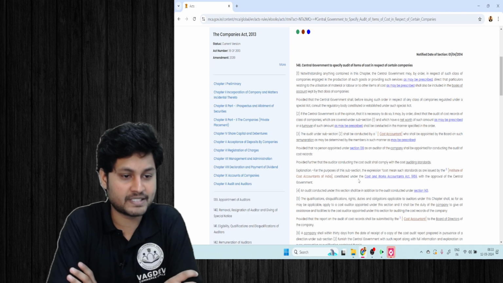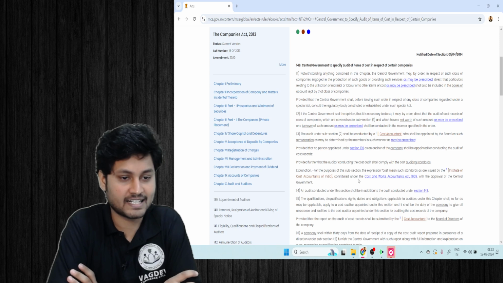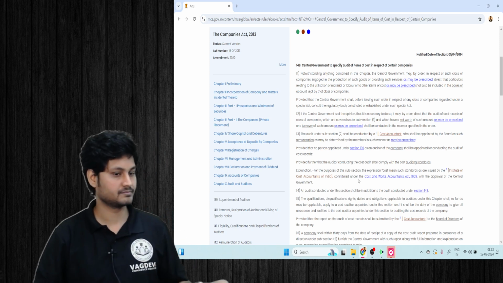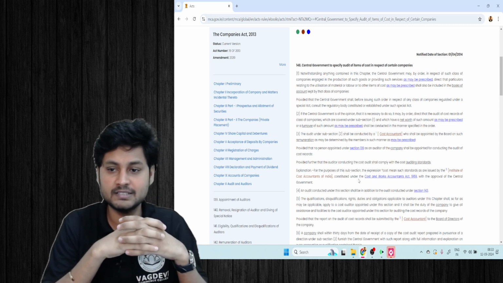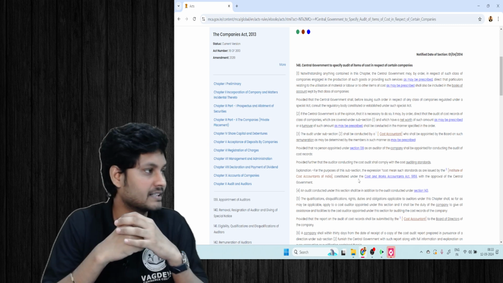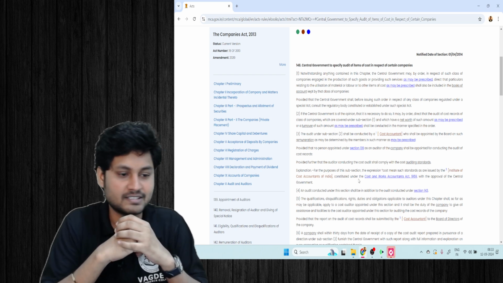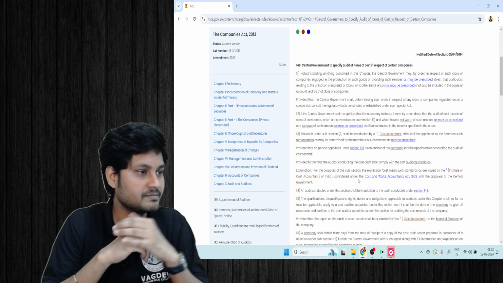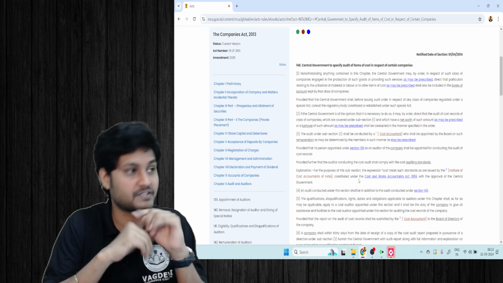Central government to specify audit of items of cost in respect of certain companies. So who is having that power to specify, or to order the company to get their cost accounts audited? This is the question. Who is having that power? Central government. In the name itself it is there, central government to specify.